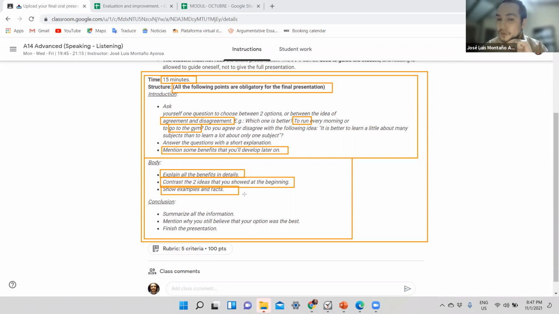And finally, this is also obligatory now. Some of you did it very well, so try to do it again. You have to show examples and facts. It can be experiences, it can be some facts that you get from articles on the internet. It's up to you. And the conclusion is something that I think all of you did: summarizing, restating why you still believe that you were right, and finishing the presentation. Do you have any questions about this? Let me know, please. We're going to go now to the criteria, because there we have some very important changes.